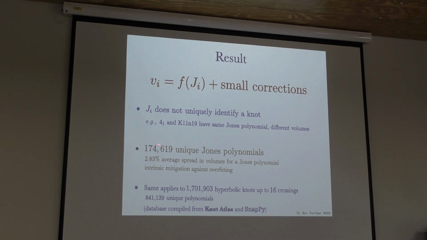In the data set with 313,000 Jones polynomials up to 15 crossings, only this many are unique. When you have this non-uniqueness happening, the average spread in the volume is about 2.83%, which is about as well as the neural network is doing. So it's doing as well as can be expected. The same applies to 16 crossings. We have 1.7 billion knots, and roughly half of these are unique polynomials.